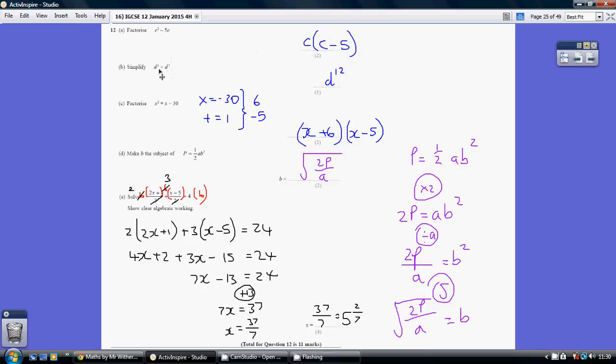Now this is one of the index rules. Remember, d to the power of 5 times d to the power of 7. When you're multiplying, you add the powers, so that's d to the power of 12.